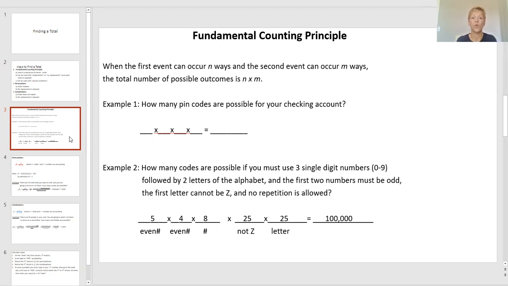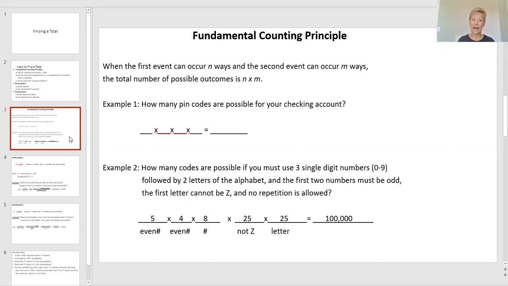The fundamental counting principle is just a way of finding totals. For instance, if you've got different events that are separate events, and the first event can occur in n ways, like n might be 4, and the second event can occur in m ways, like 8, then the total ways you could do both in that order would be 4 times 8, 32 times. So basically, the easiest way to do the fundamental counting principle is, first of all, order matters.